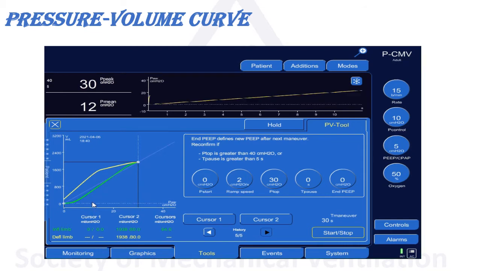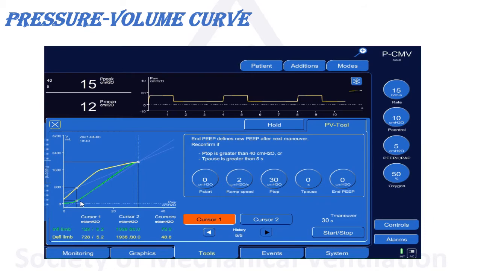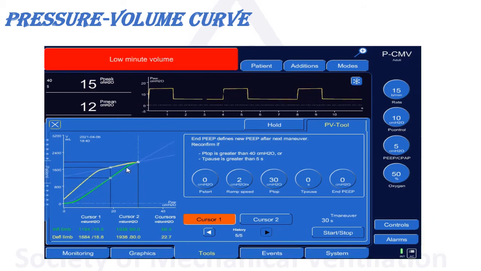Okay, you can notice now the PEEP here. The lungs start to open at around 5, and you can notice the tidal volume. We are up to here at seven, almost 1600 or 1700, and the expiratory part, the point of maximum curvature is here.